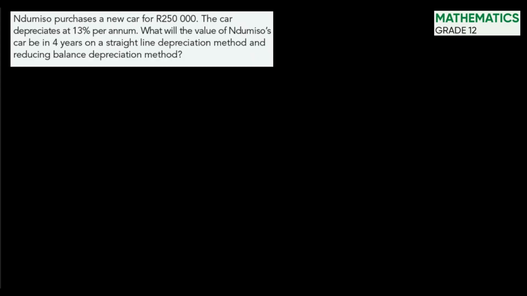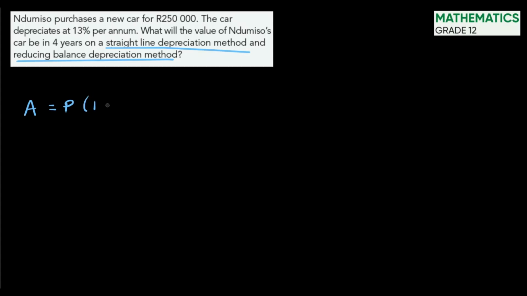In this question, we're given that Dumiso purchases a new car for $250,000. The car depreciates 13% per annum. And what will the value of Dumiso's car be in 4 years, either on straight line depreciation method, and reducing balance method.